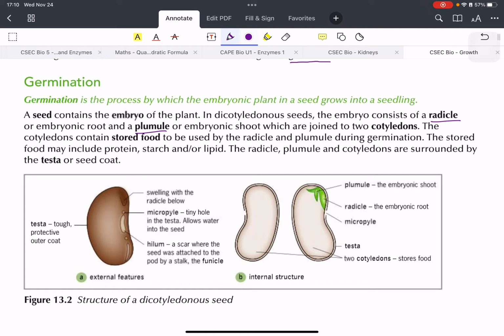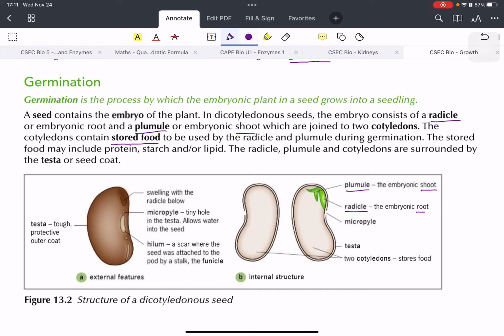The plumule is also called the shoot, the embryonic shoot. And they are joined to the two cotyledons. Right, so here we have the radicle and the plumule. The radicle, when the plant begins to grow, will become the root, and the plumule will become the shoot or the stem with the leaves. Right, so R for root. Just remember radicle, R for root. Very easy to remember. The function of the cotyledon is to store food, right?